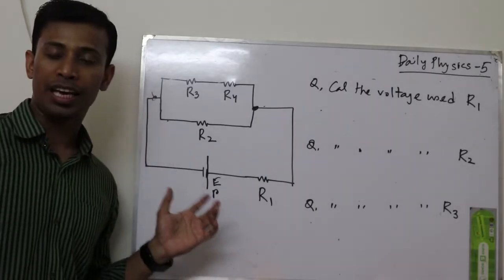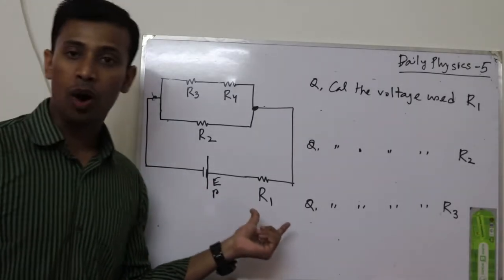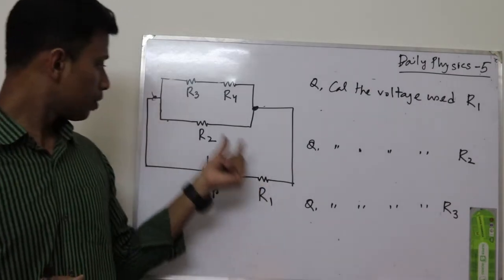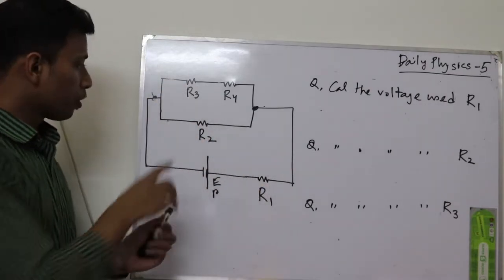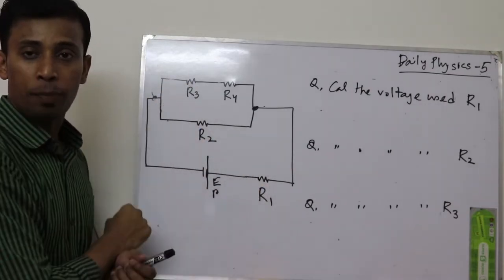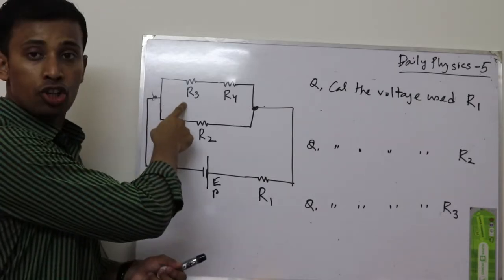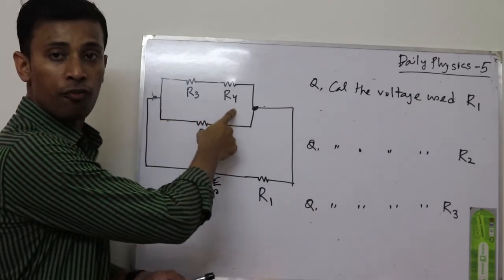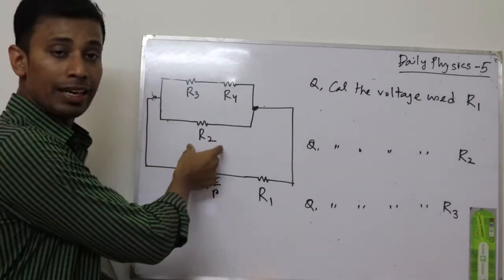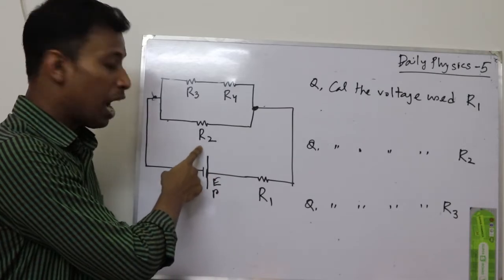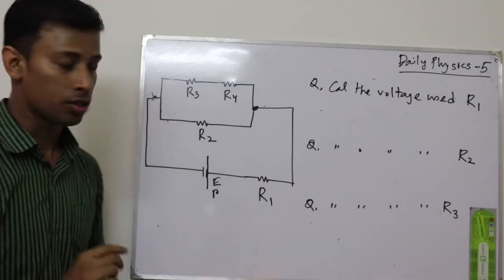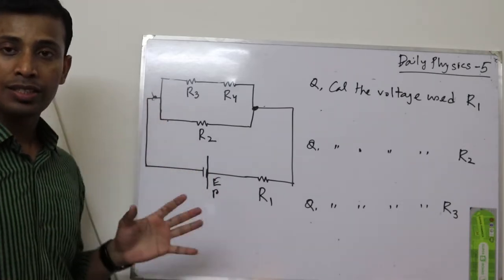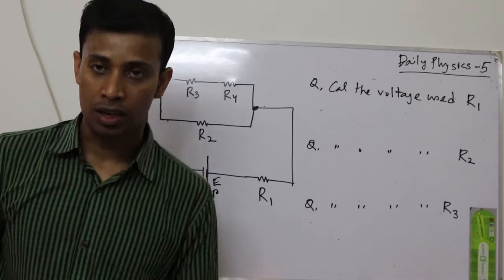Here we have a circuit. Here R1 is in the main line. We have a parallel group. Here 2 lines are in the parallel group. At the top line we have R3 and R4. These 2 are in series. At the bottom line we have R2, only one resistance. So this is mainly a series circuit.